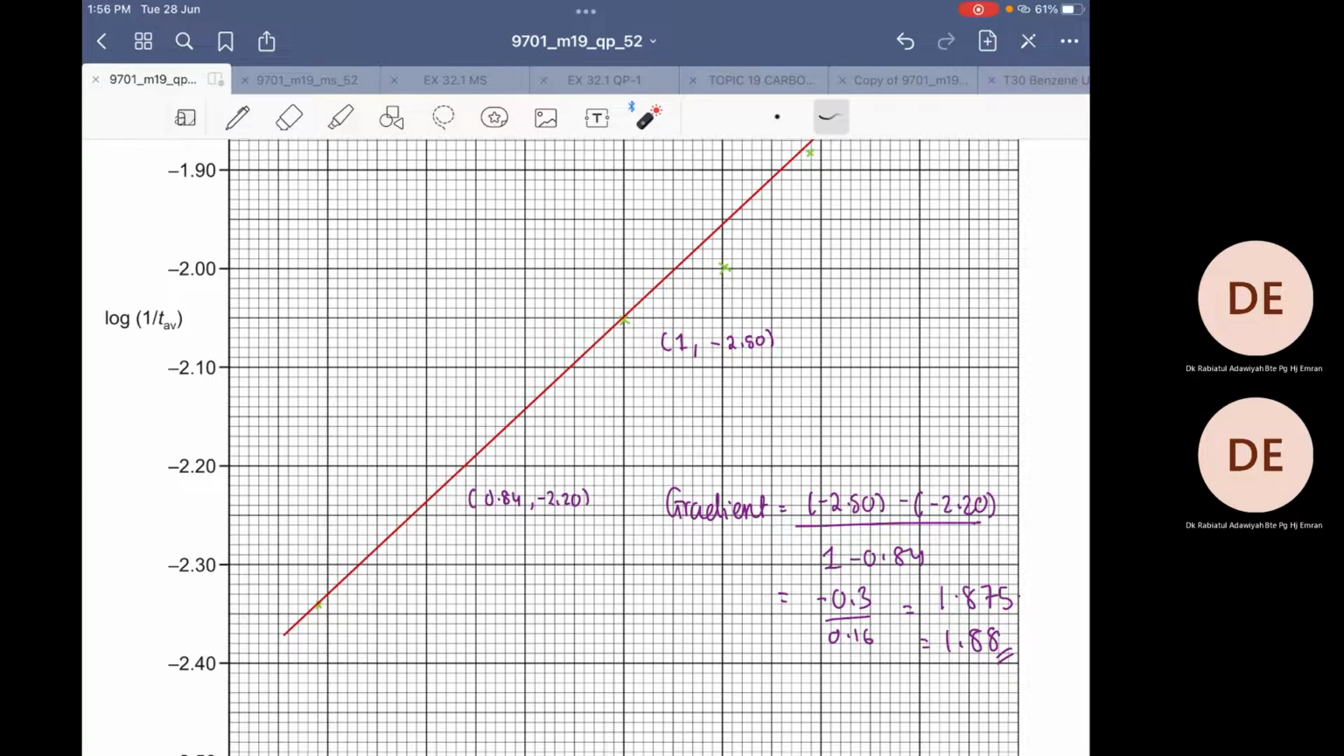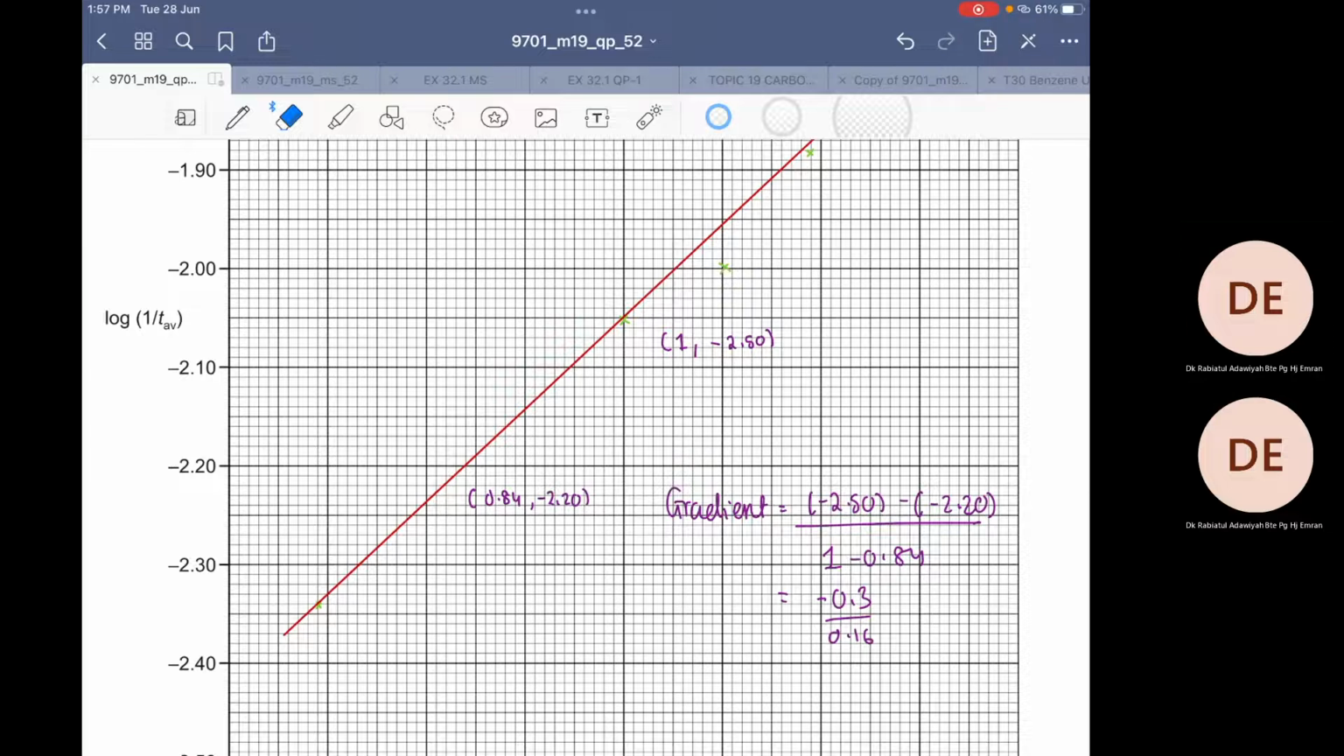0.925. Sorry? 0.95. The others? 0.9. Yeah, because my gradient is wrong. Danish, what's your gradient? 0.9? 0.9 saja.